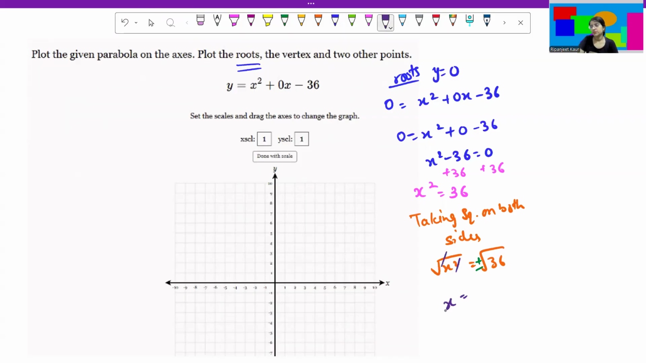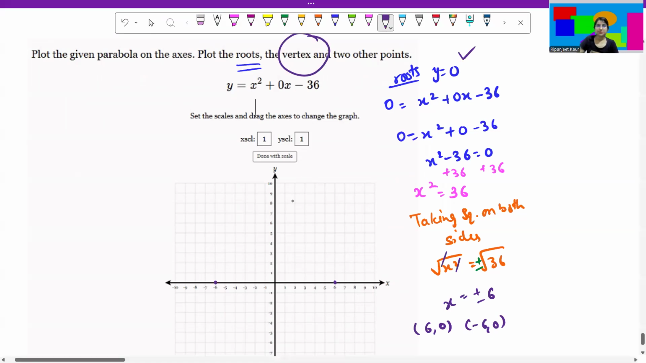What is x going to be equal to? Negative or positive 6. Yeah, it's a plus or a minus 6. And when was it? When y was 0. So it's 6, 0 and minus 6, 0. So you found 2 points. One is 6, 0, another one is minus 6, 0. Here, we found them.